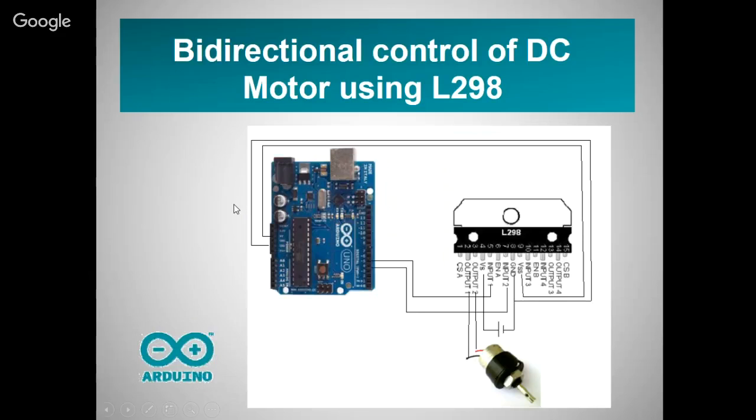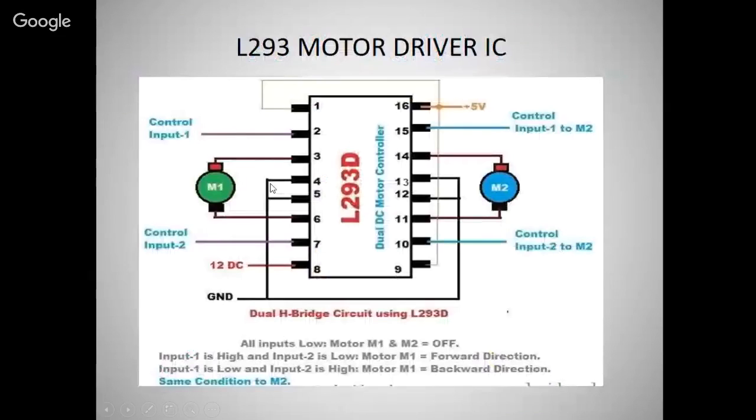You can see in the PPT here, control input 1 is from the Arduino microcontroller, and control input 2 is also from the Arduino microcontroller. These control inputs are for motor 1 and motor 2. The blue one is motor 2, the green one is motor 1. Input 1 and input 2 come from the Arduino, which is a 5 volt signal, and it is controlling the 24 volt motor.